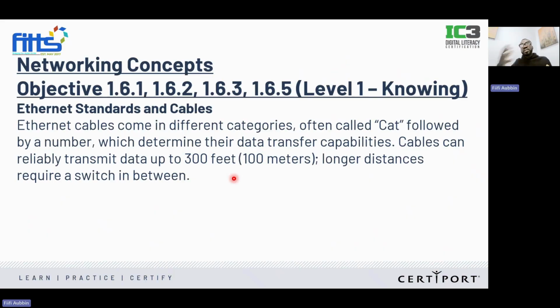It comes in different categories. In networking, you say Cat 5e, Cat 6, and so on, followed by a number which determines their data transfer capabilities. Cables can reliably transmit data up to 300 feet, which is 100 meters. Longer distances will require a switch in between. That is the attenuation of the signal.